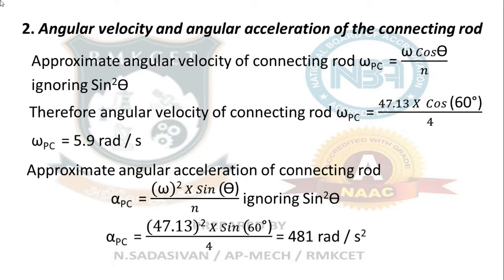Okay. Substitute the values now. Omega is 47.13. In place of omega, I am putting 47.13. In place of theta, I am putting 60. In place of n, I am putting 4. Okay. So solving this, I get 481 radians per second square as the angular acceleration of the connecting rod when my crank is at 60 degree position. So that completes the problem.